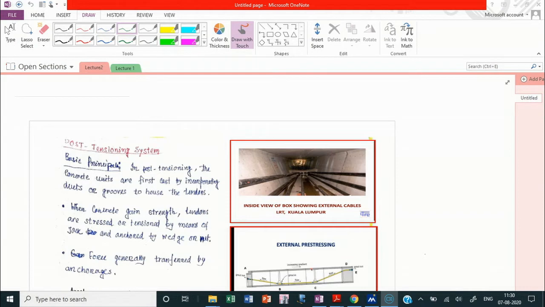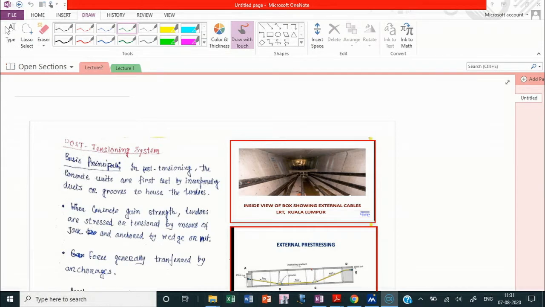and it gains some strength, the tendons should be housed into these ducts. After the concrete gains strength, the tendons are stressed or tensioned by means of a jack, and on the other end we have to anchor the tendons so that from the other end we could stress the tendons. That is the main phenomenon.